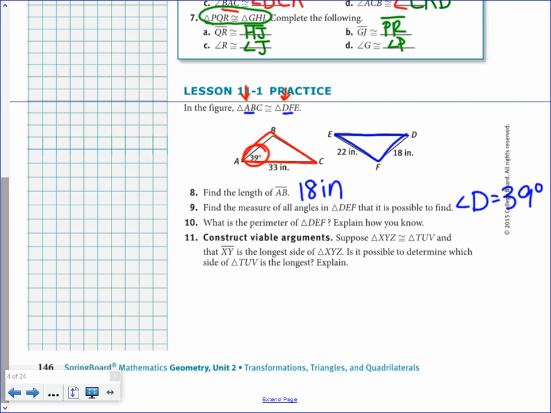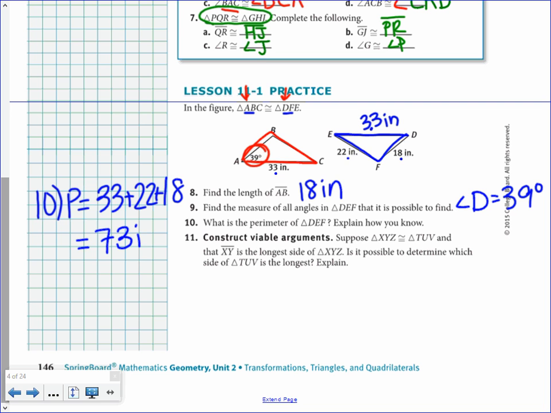For number 10, the perimeter. Perimeter is adding up all of the side lengths. What is the sum of your sides? So we know that one side is 22, one side is 18. The side ED corresponds to the side CA. And so if CA is 33, ED is also going to be 33 inches. So when you find your perimeter for number 10, 33 plus 22 plus 18 gives you a total of 73 inches.